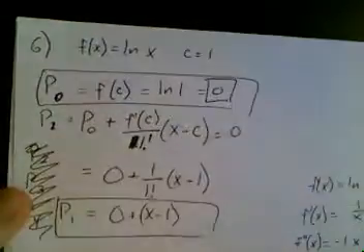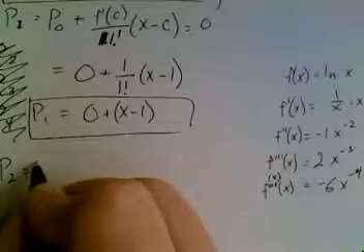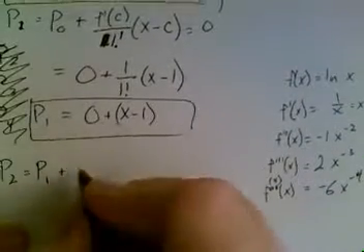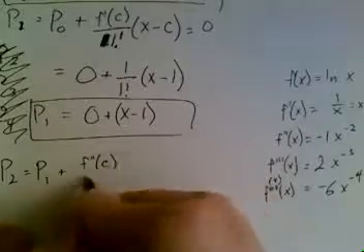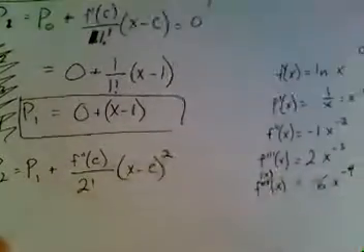This is p sub 1. I'm going to put that in a box, because I need all of these. Now I need p sub 2, remembering that p sub 2 is technically p sub 1 plus the second derivative at c divided by 2 factorial times x minus c to the power of 2.